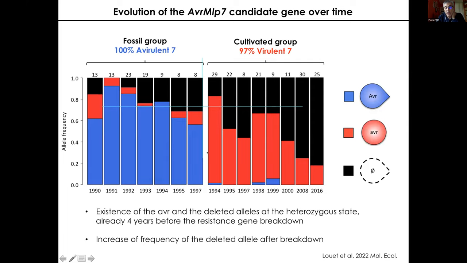And then after the breakdown, in the cultivated group, we have, of course, a great majority of virulent alleles. And we can see a shift with an increase of the deleted allele compared to the mutated avirulence gene. And perhaps this deleted allele confers a better fitness to the strains.